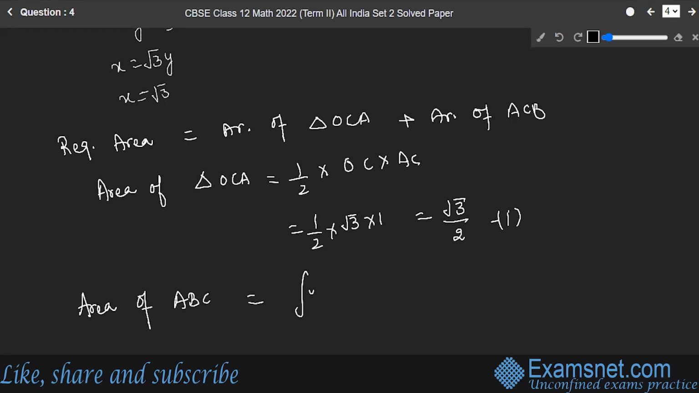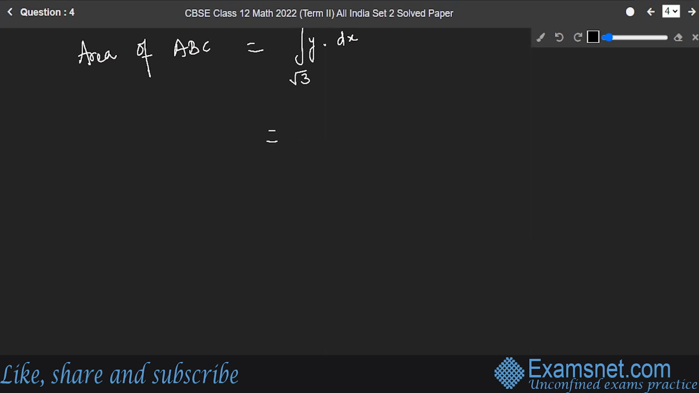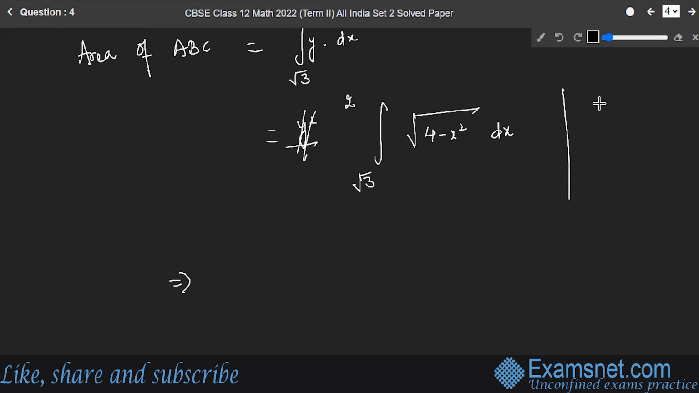This is given by the integral of y dx. I'll start from root 3 and go till 2. Sorry, dx, right? So y was given by root of 4 minus x square dx from root 3 to 2. And here I'm again using a formula we have discussed previously.